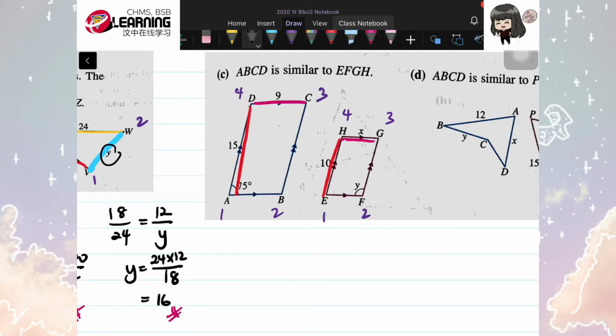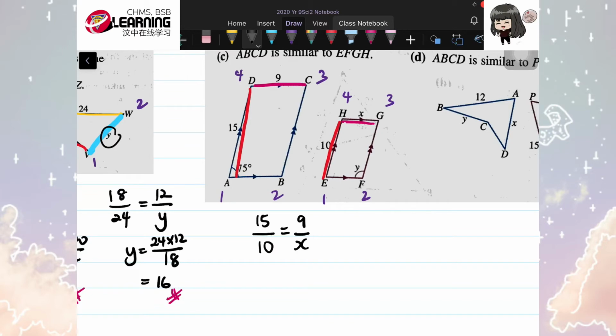When we write it down, we write the one on the left first, 15, the red one, over 10. 1 4 over 1 4, so AD over EF equals DC, which is 9, over FG, which is X. 4 3 and 4 3. Then we cross multiply. So X equals 10 times 9 over 15, and then we get 6. You try on your own first. When you simplify, you can pause the video anytime.